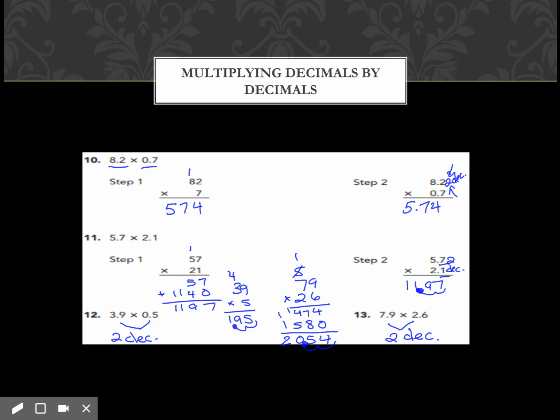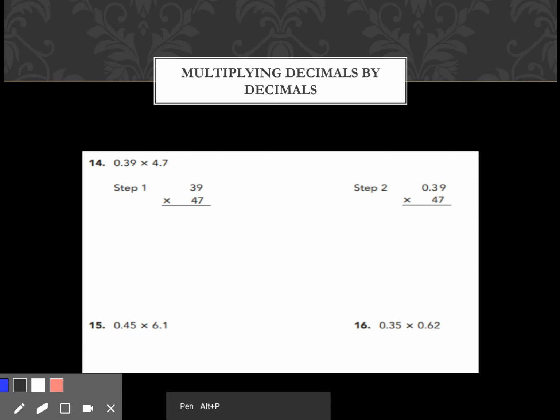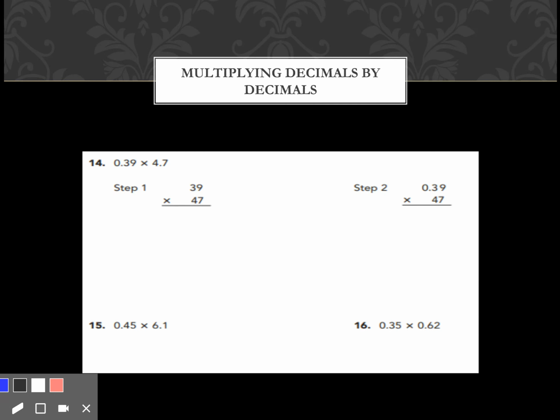So I hope you got the same answers as I did, 1.95 for number 12 and 20.54 for number 13. So here in numbers 14 through 16, we have some more examples of a decimal times a decimal, but now we're dealing with digits in the hundreds place. Nothing is different. Our decimal is just going to be in 3 place values for this example.